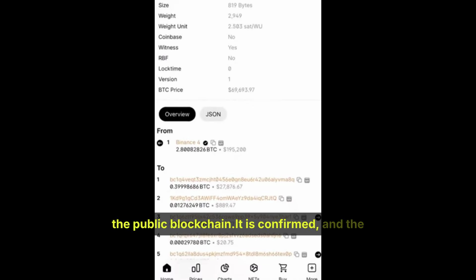It is confirmed, and the destination address appears in the output list. That means we are no longer looking only at the platform's internal record. We are looking at an on-chain transaction that can be independently checked. But the blockchain still does not tell the full human story. It shows that the transfer happened, not why it happened, or who owns every address involved.